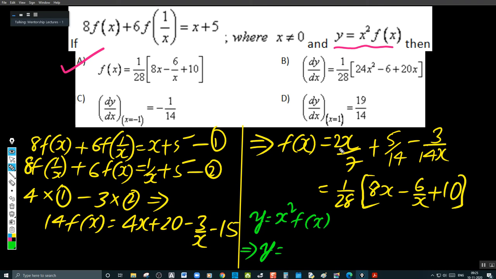X square into f of x means 2x cubed by 7 plus 5x square by 14 minus, if you multiply with x square, 3x by 14. Find the derivative now. Again, he has taken 1 by 28 LCM. Let us check the first term here. This becomes 6x square, 24. That's correct only.